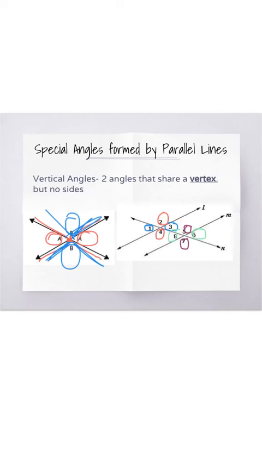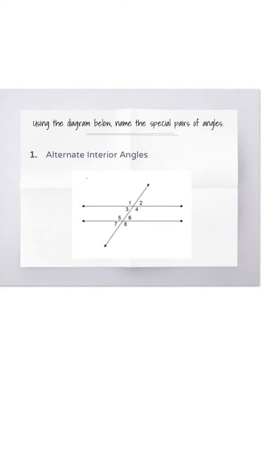The cool thing about vertical angles is that they are equal. So if one is 40 degrees, the other one's 40 degrees. Now let's test your knowledge. Let's see if you can look at the diagram below and find the special pairs of angles.